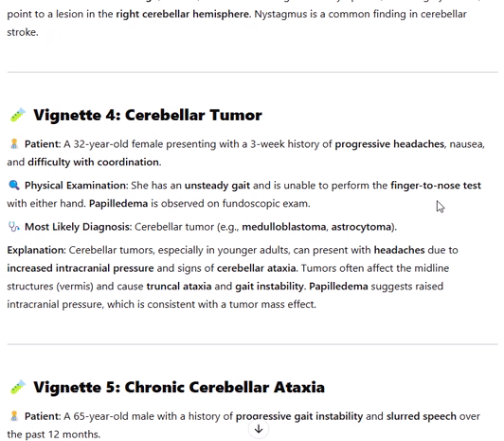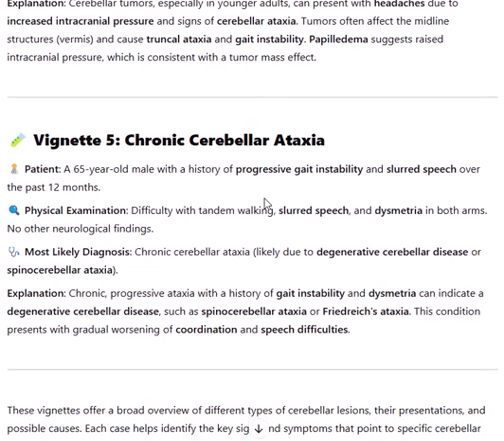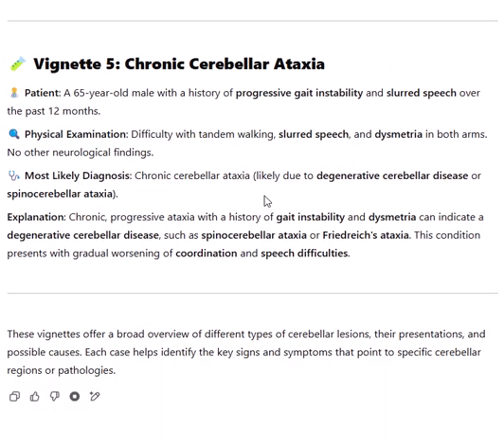medulloblastoma, astrocytoma. Explanation, cerebellar tumors, especially in younger adults, can present with headaches due to increased intracranial pressure and signs of cerebellar ataxia. Tumors often affect the midline structures, vermis, and cause truncal ataxia and gait instability. Papilledema suggests raised intracranial pressure, which is consistent with a tumor mass effect. Vignette 5, Chronic cerebellar ataxia.